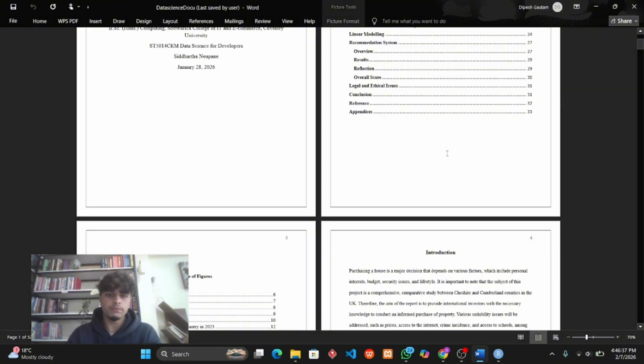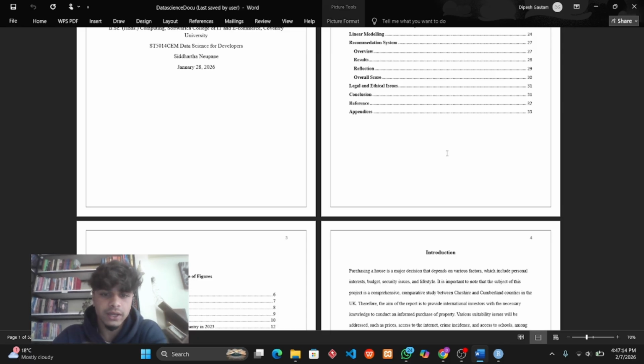So, the project objective: property investment is a complex decision influenced by multiple factors such as affordability, safety, and access to digital infrastructure. The main objective of this project is to compare two UK counties, Cheshire and Cumberland, and recommend suitable towns for property investment using a data-driven approach. Rather than relying on assumptions or personal opinions, this study answers one key question: which town provides the best balance of affordability, connectivity, and safety?